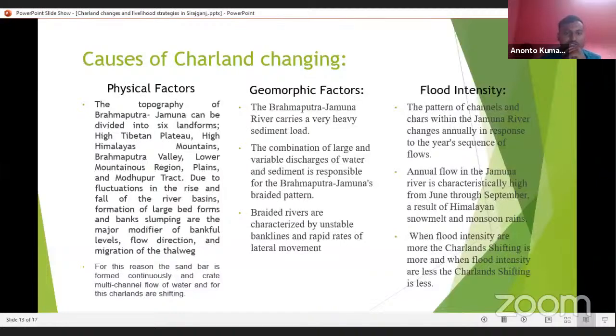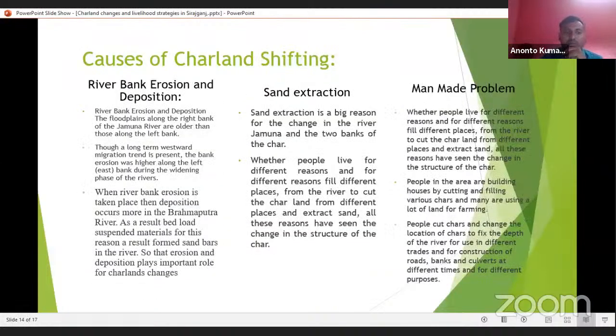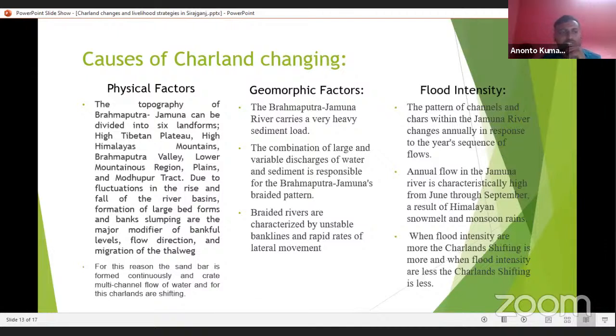The physical factors, geomorphological factors, flood increase, riverbank erosion, sand extraction, and man-made problems. We first talk about the physical factors. The topography of the Jamuna Brahmaputra can be divided into six landforms: high Tibetan plateaus, high Himalayan mountains, Brahmaputra valley, lower mountain region, plain, and Madhupur tract. Due to the function in the rise and fall of the river basin, formation of large bedforms and bars are the major modifiers of the bank full level, flow direction, and migration of the channel.